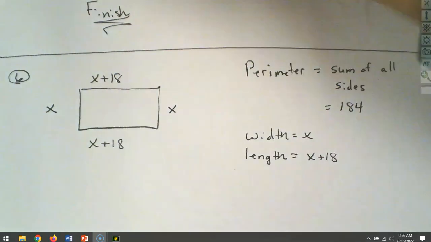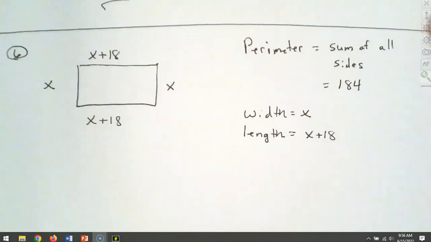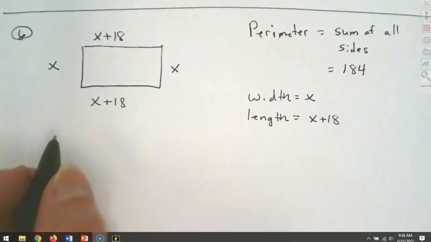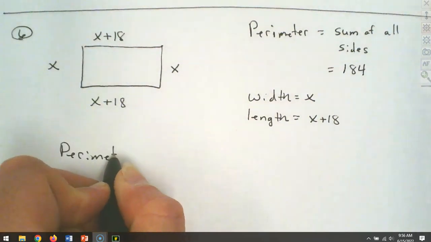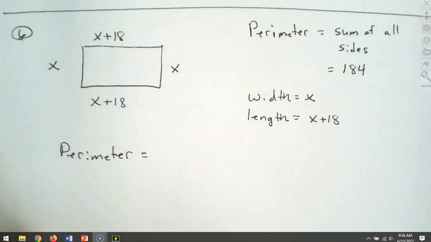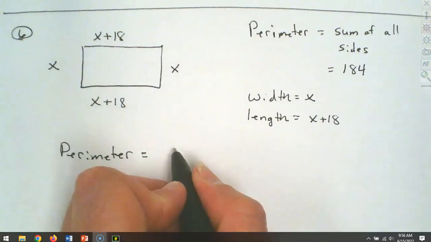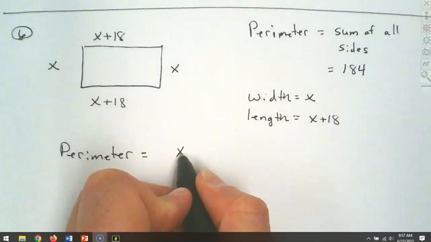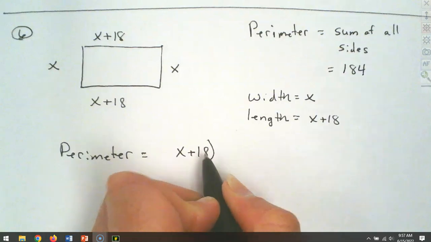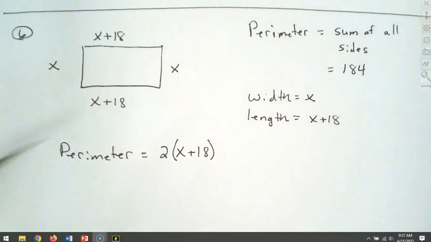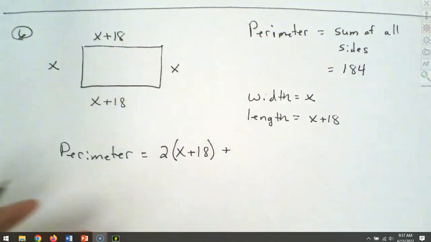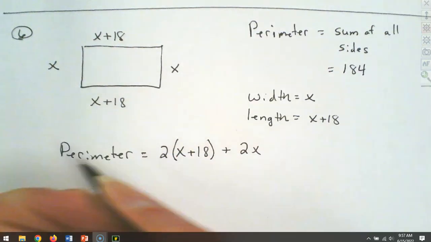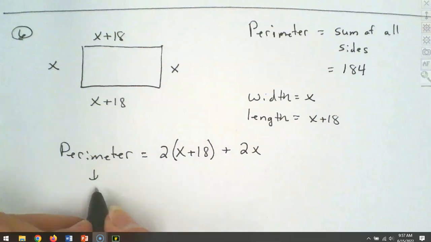Now we want our perimeter. And what would the perimeter look like in terms of the variable? Well, the perimeter, again, is the sum of all the sides. So that's going to be X plus 18. And we've got two of those, right? Because there's a top and a bottom. Then we've got a left and a right, so that's 2x. And what does that perimeter equal? 184.